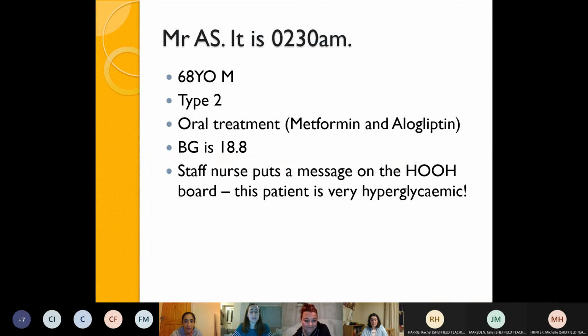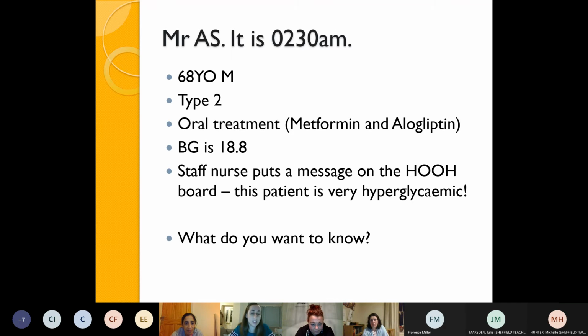Okay. So we've got Mr. AS. It's 2:30 a.m. because it's always 2:30 a.m. when these things happen. 68-year-old man, type 2 on oral treatment, metformin and anagliptin. They're both quite benign treatments, not going to cause hypos or anything like that. Blood glucose is 18.8. There's a message on the out-of-hours board: this patient is very hyperglycemic. So does anyone want to ask some questions and see what information you need before you can decide how much you care about this blood glucose of 18.8?